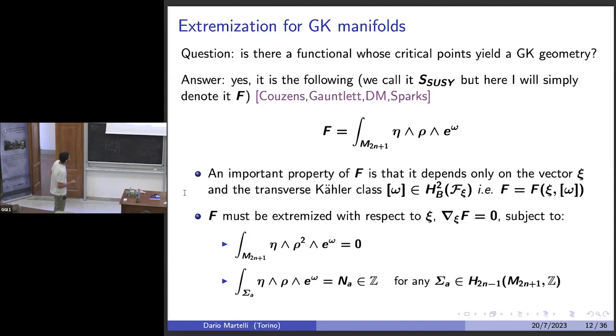Here, or you mean here? Yeah, I think it's not a typo. It's not the same expression. Yeah, exactly. This has to be extremized, and it's a non-zero object, which I will compute now for you. And this instead is a different object, which has to be zero.